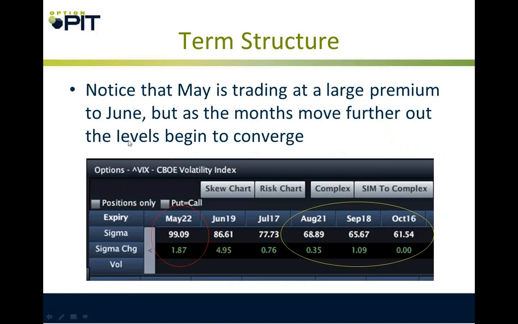So now looking at term structure, again, notice May is trading at a large premium to June. But as the months move further out, the levels begin to converge. So you see a big pop. May volatility is much bigger than June, which is much bigger than July. But some of the longer term stuff, not a problem.